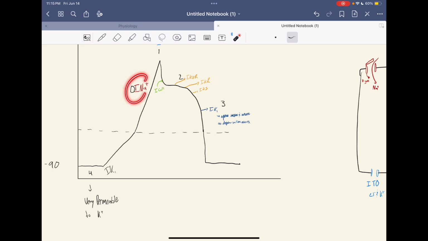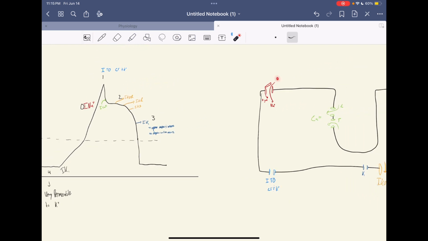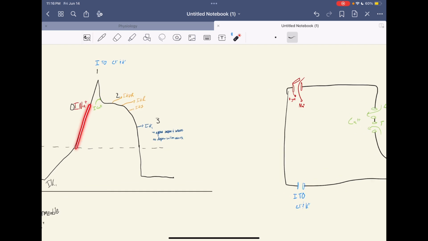But once we move into phase 0, we have some of these voltage-gated sodium channels. As these sodium channels open and they start to push sodium into the cell, they're similar to other muscle cells that can fire an action potential, but they just slowly are bringing this to its peak here.